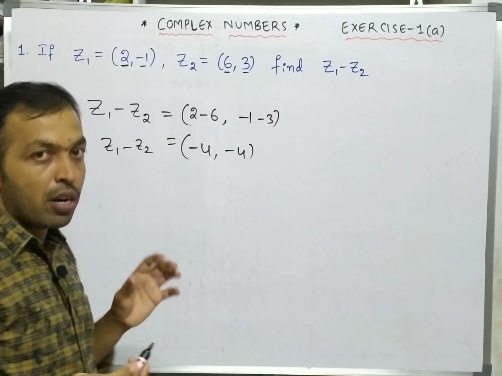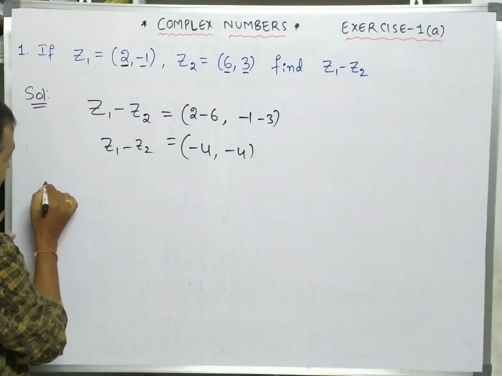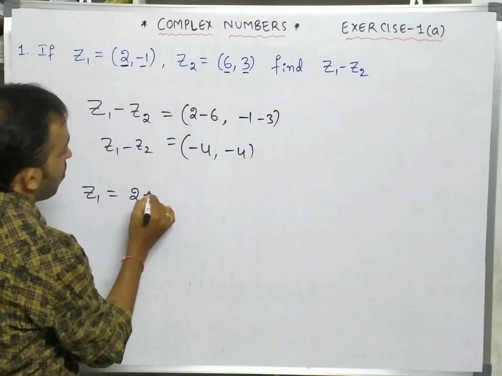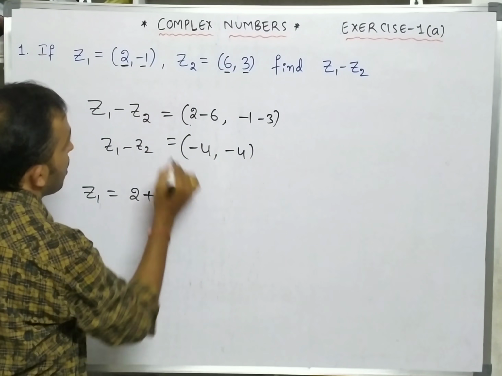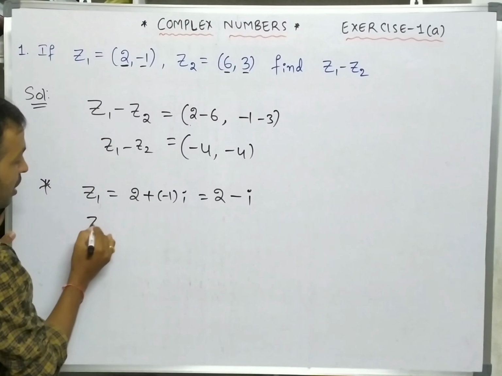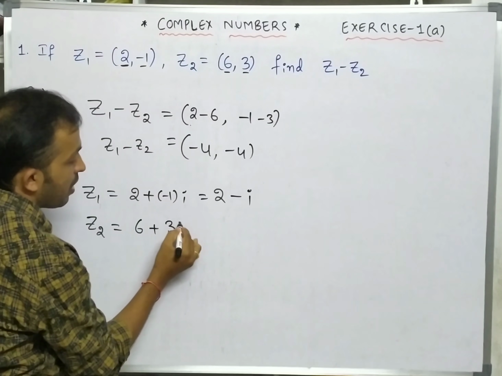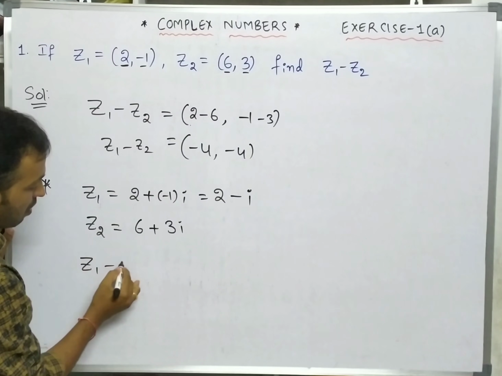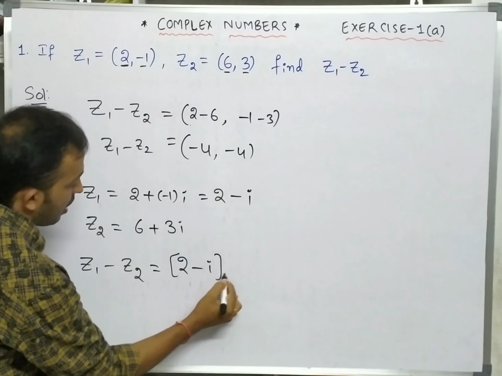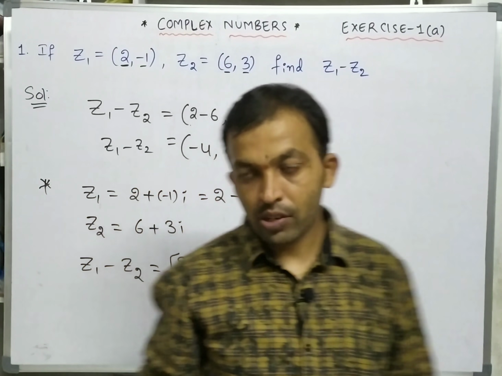This is in ordered pair form. In complex form, in a plus ib form, we can solve like this. z1 can be written as 2 plus (minus 1) into i, this is the real part, this is the imaginary part, so 2 minus i. Next, the second complex number z2 can be written as (6, 3), meaning 6 plus 3i. Now z1 minus z2 is equal to, first write z1, 2 minus i, minus of z2, 6 plus 3i. Now do the subtraction.